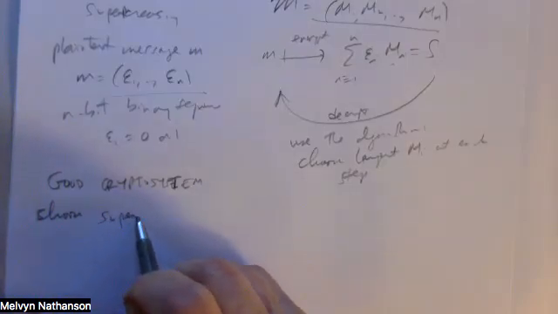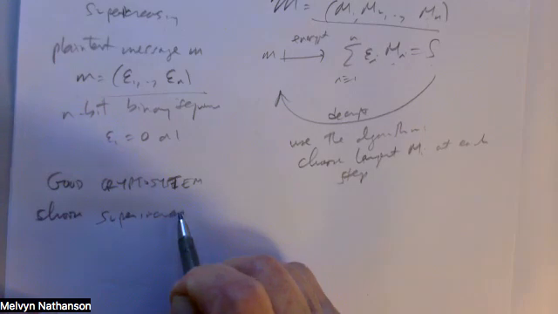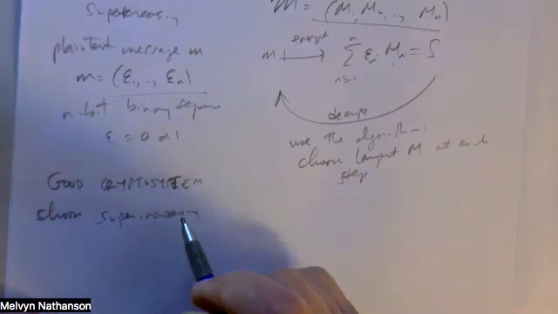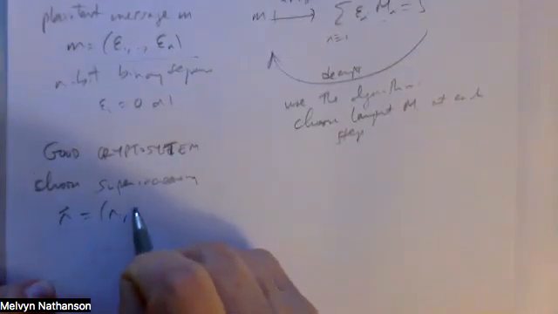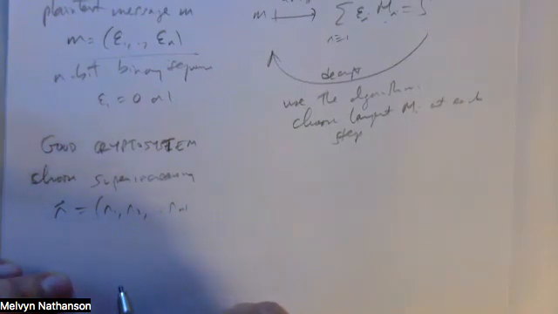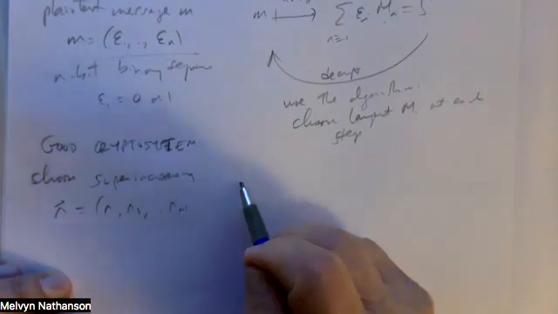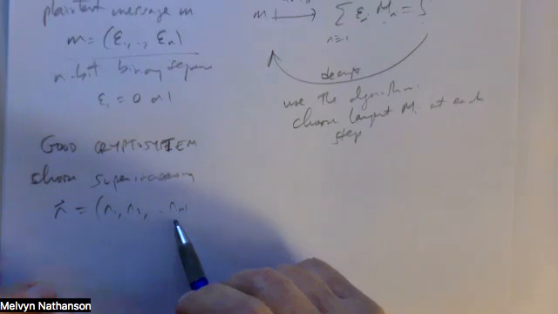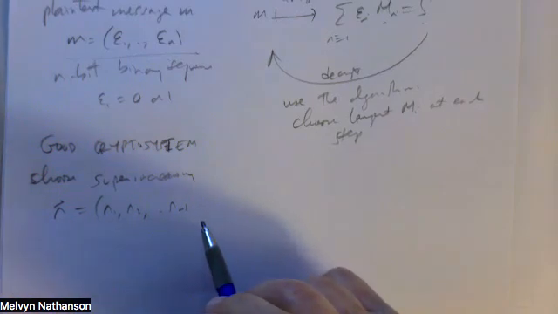Well, sorry, you don't publish. Choose a super increasing sequence R: R1, R2 to R sub n. So each term is at least as big as twice the preceding term.